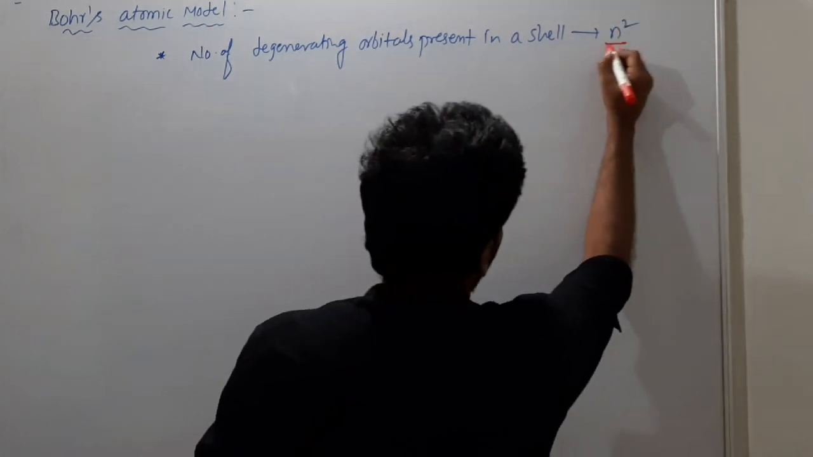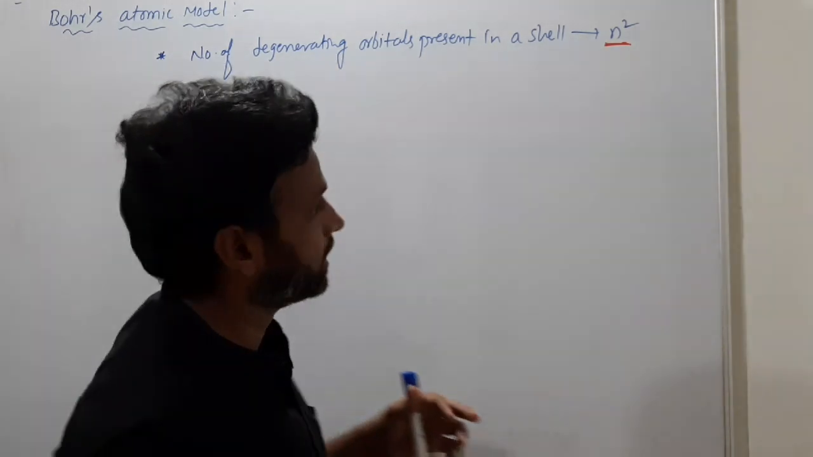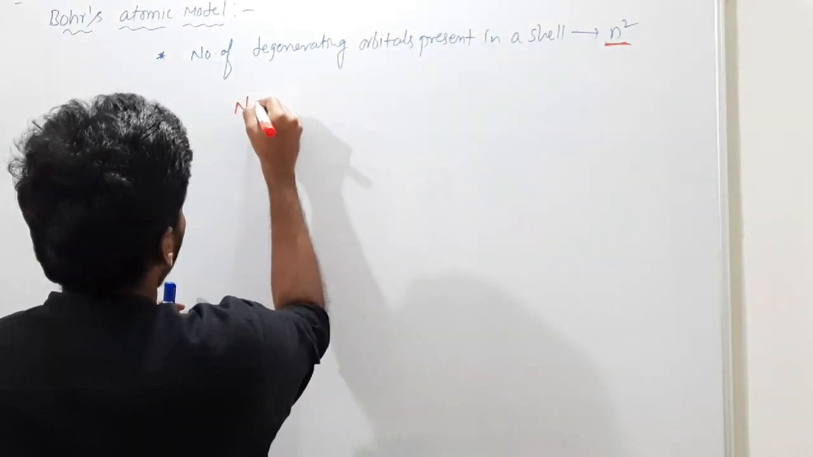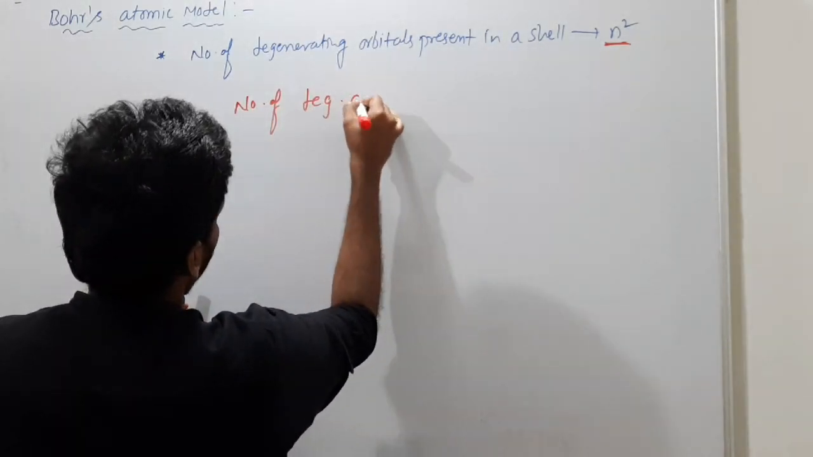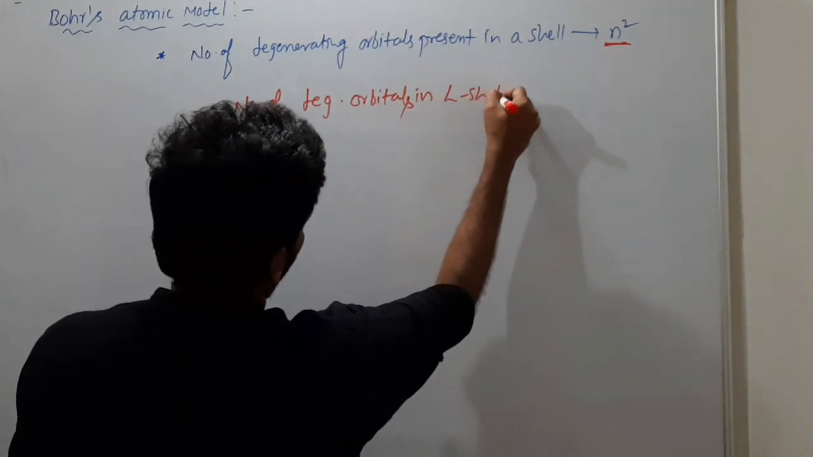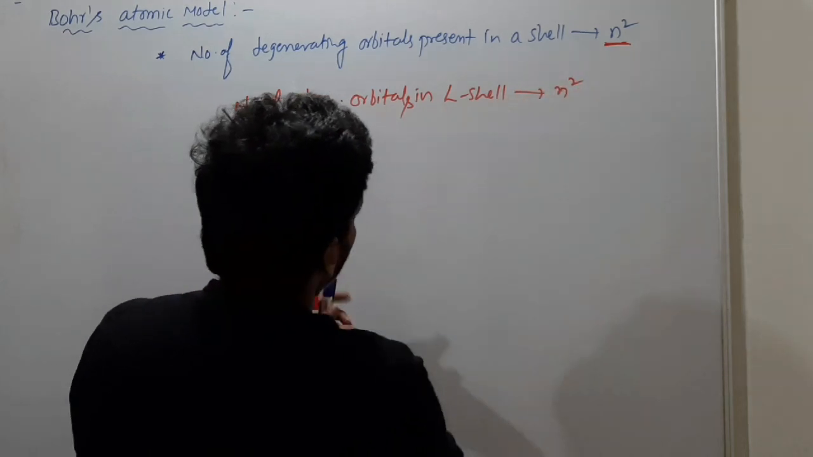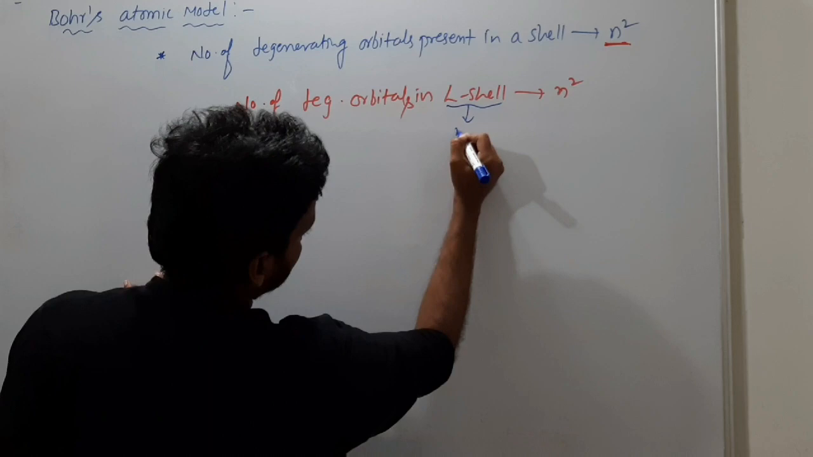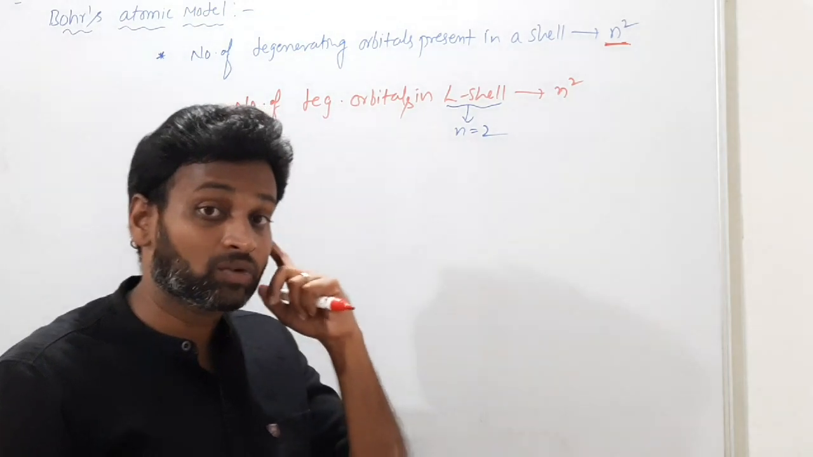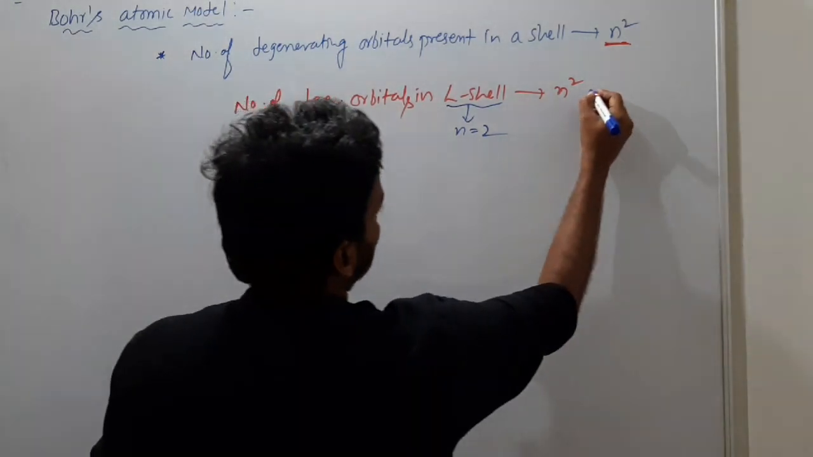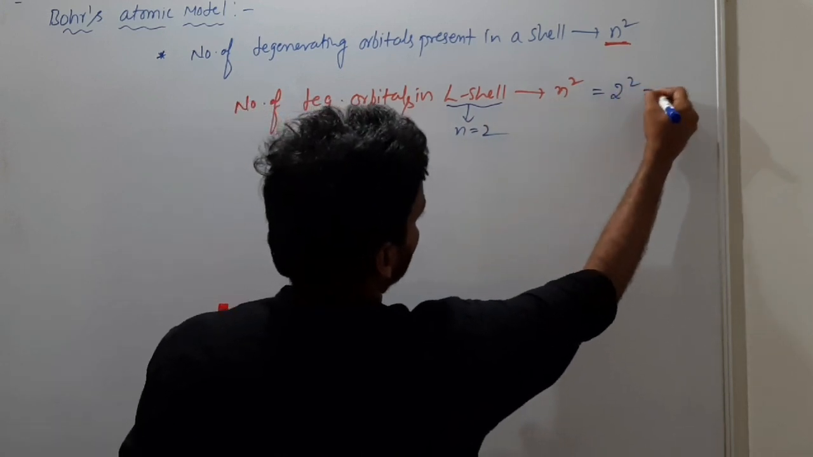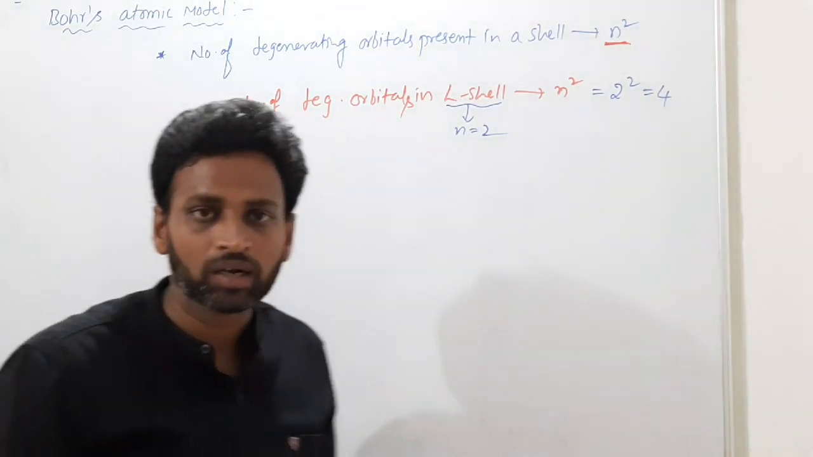What is the formula, sir? n square. The number of degenerate orbitals present in a shell. Suppose the number of degenerate orbitals in the L shell, how many? n square. L shell means what is the n value? 2. Just now I gave the numbering: n equals 1 is K shell, n equals 2 is L shell. So the number of degenerate orbitals in the L shell, if anybody asks, is simply 2 square. So 4 degenerate orbitals are present.